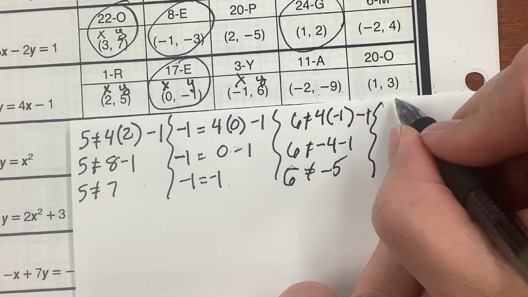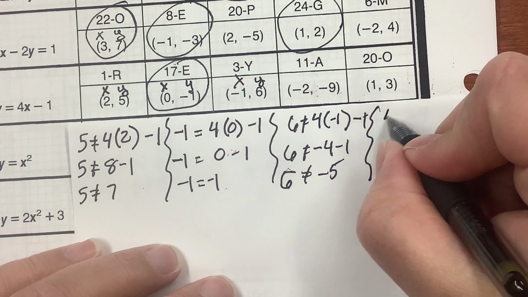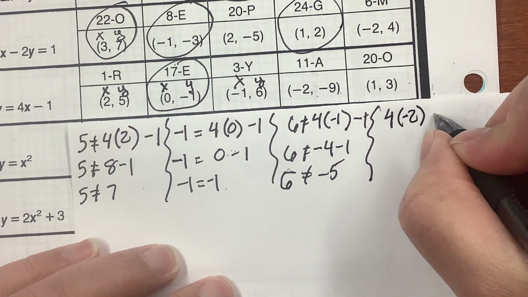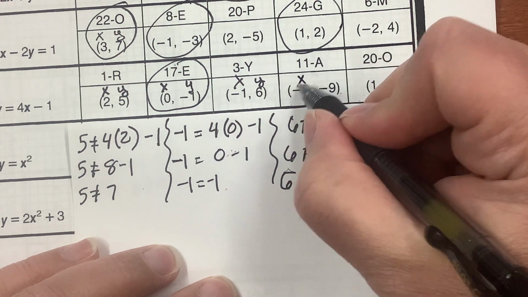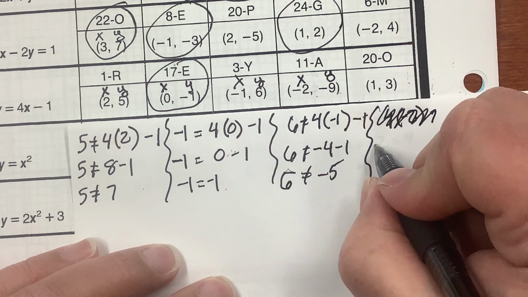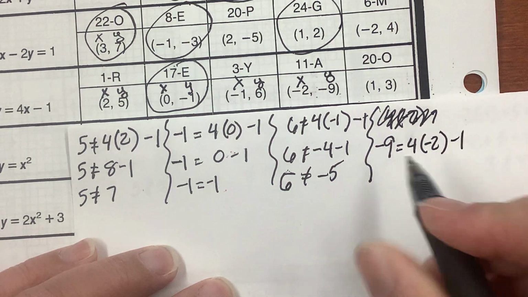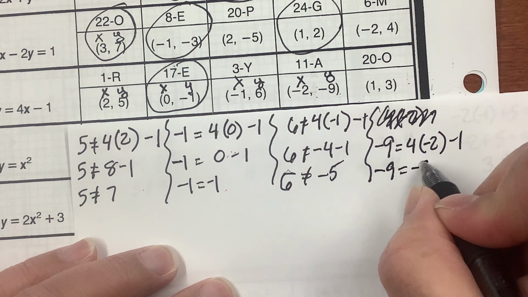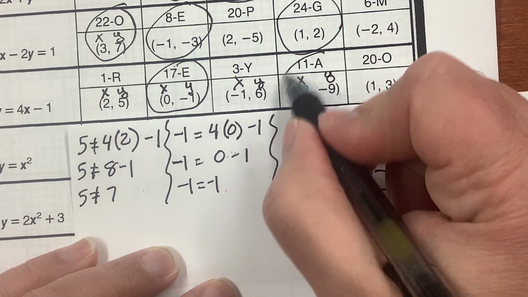This one. Well, both of these have to be true. You know why? Because they told me there was 3 answers per line. So that would be my 3 answers per line. So let's fill that in. 4 times negative 2. Wait a second. This is x, this is y. I started that wrong, didn't I? Y goes first. Negative 9 equals 4 times negative 2 minus 1. Negative 9 equals negative 8 minus 1. Negative 9 equals negative 9. Yep, that definitely did work.